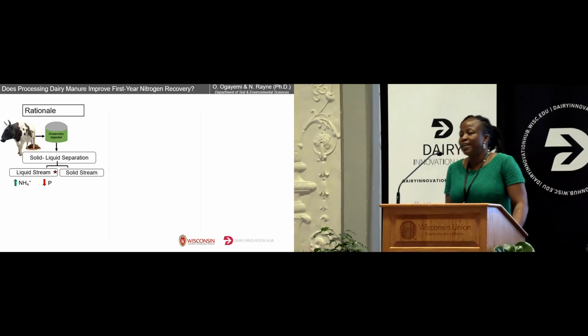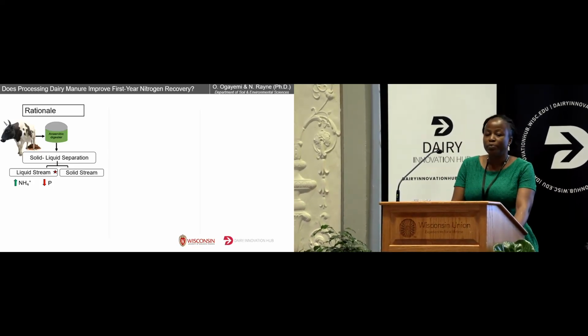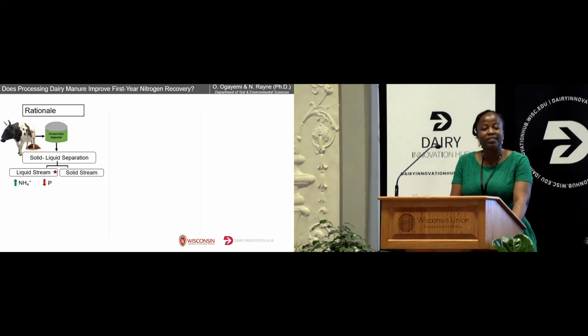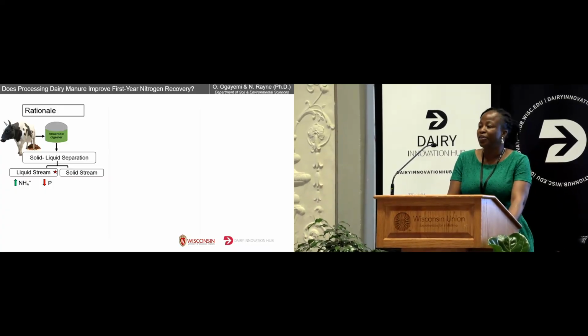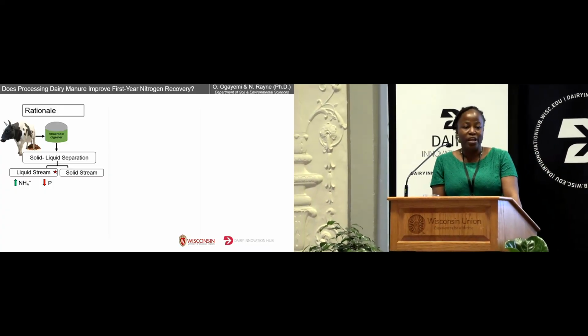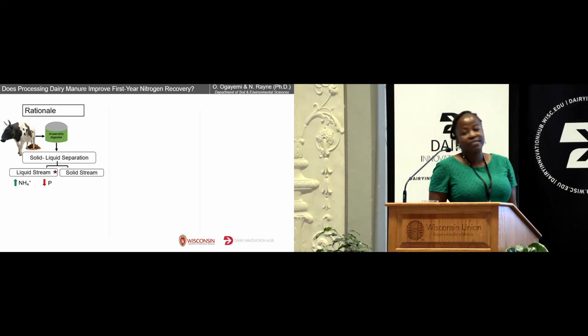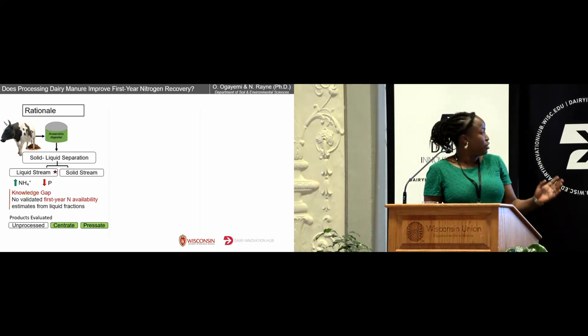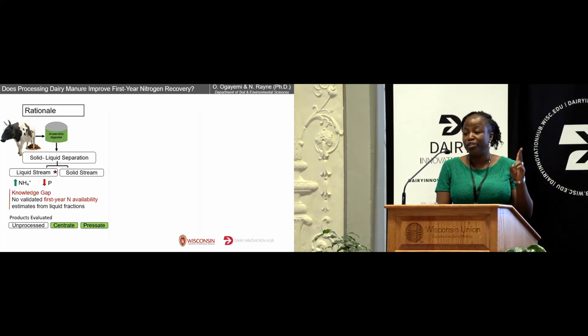Anaerobic digestate solid-liquid separation is a technology that is currently being adopted at an increasing rate across dairy farms in the US. And here is the good news.